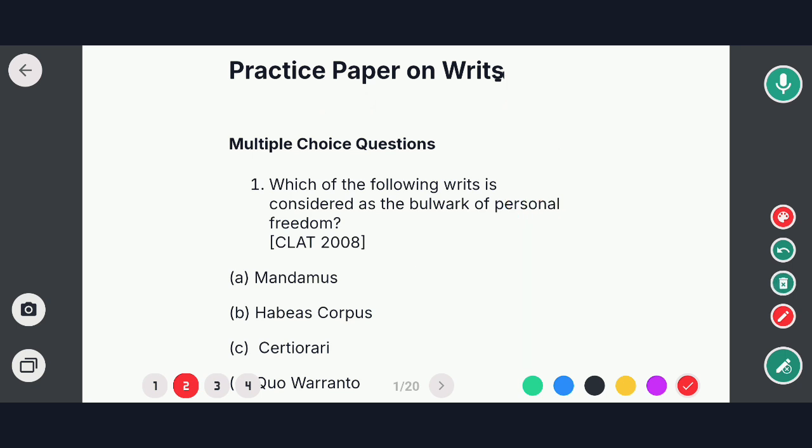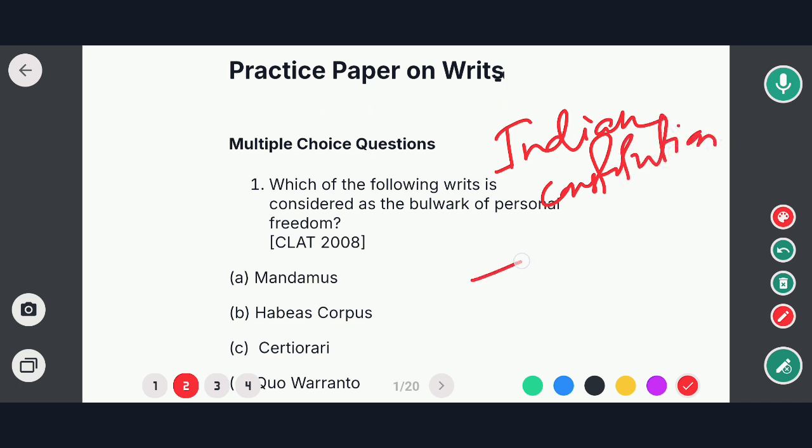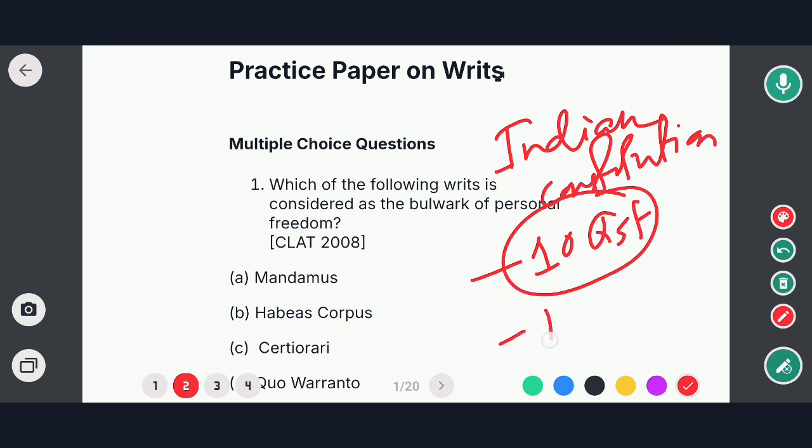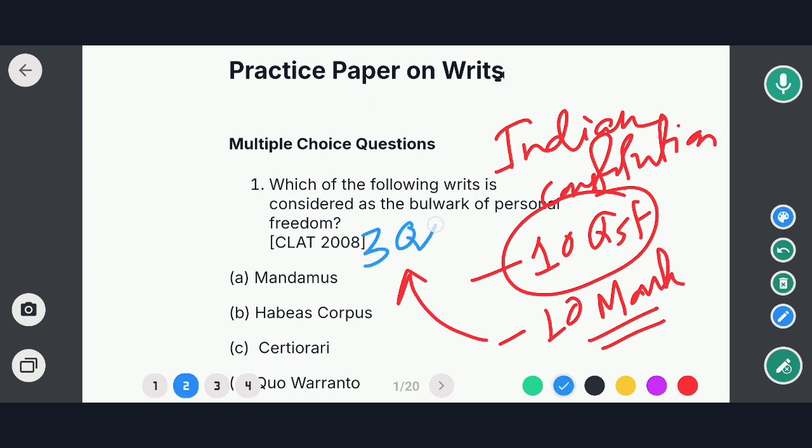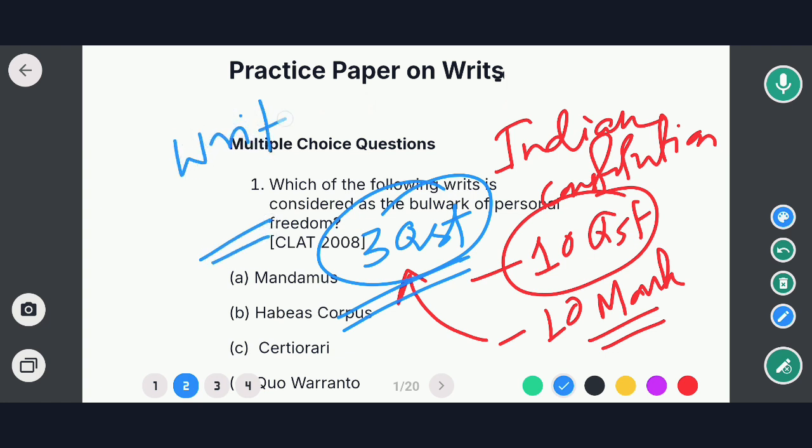As you will know, in Indian Constitution total 10 questions, that means 10 marks, will be asked, isn't it? And out of that, minimum 3 questions will be asked from Writs. So you can imagine the weightage of this topic, that is Writs. So without any further delay, let's start today's session.